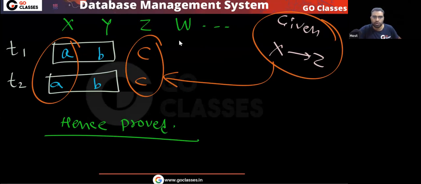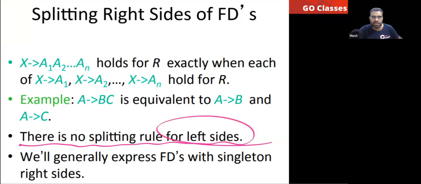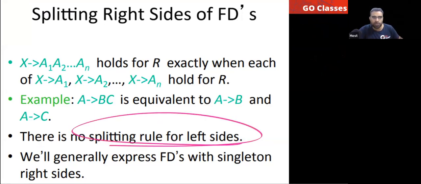Okay, so very simple. You can combine on the LHS, but you cannot split on the LHS. Is this clear? There is no splitting rule for the LHS. You cannot split on the LHS, but you can combine on the LHS. Is this point clear? So this is the final conclusion. Remember, you can combine on the LHS.